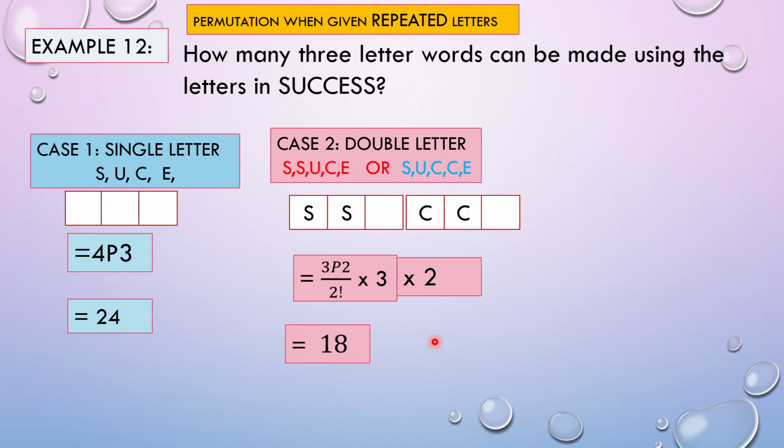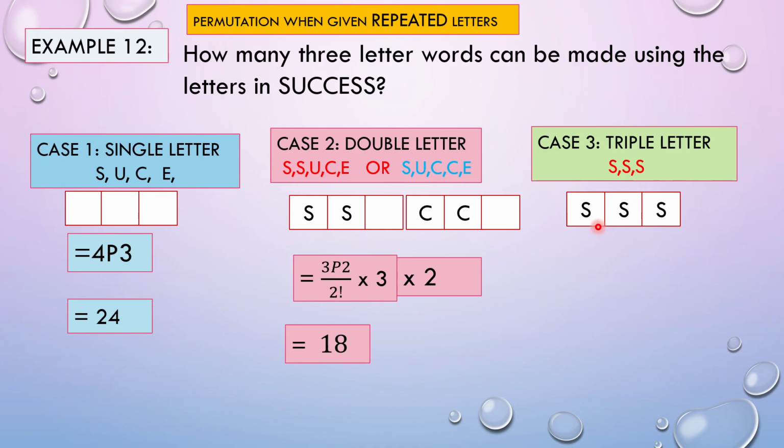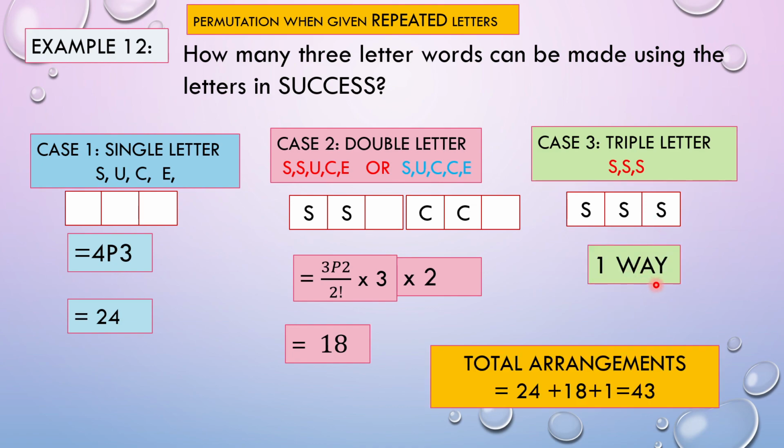Now, the third case will be triple letter. So S can appear 3 times: S, S, S. So triple letter. The number of arrangements, we have only 1. That will be S, S, S. So the number of arrangements is 1. Now you can calculate the total arrangements. So 24 plus 18 plus 1 equals 43.